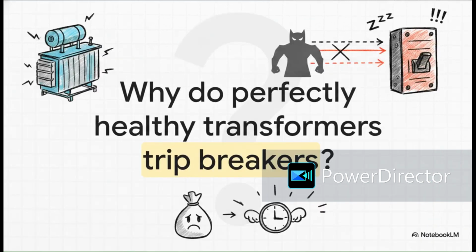But before we look at the solutions, I've got a bit of a mystery for you. Why do perfectly healthy transformers sometimes just trip their own breakers? Shutting down power when there's literally zero actual damage to the system. In our engineering story today, these false trips are the ultimate villain. They cause completely unnecessary blackouts, massive headaches for grid operators, and they cost a ton of time and money. So, how do we stop this villain while still protecting the transformer from real danger?